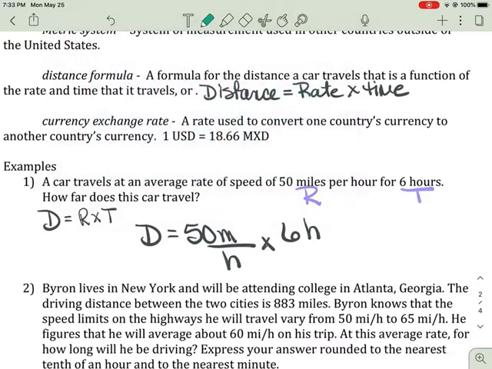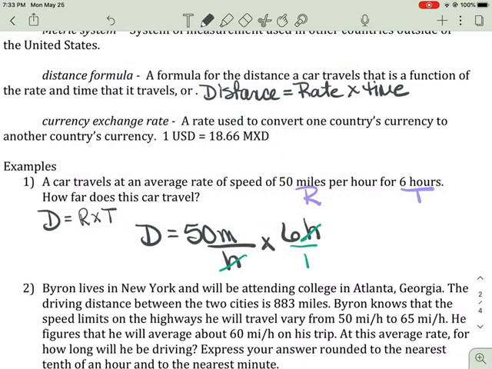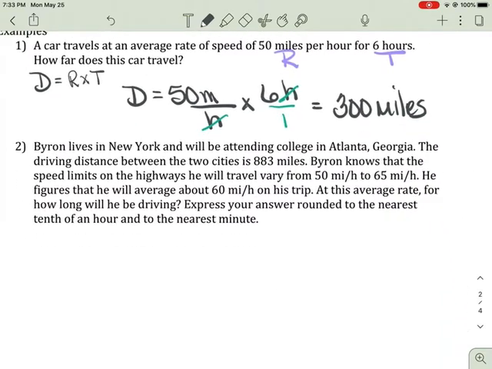But one of the things you're going to see is how the h's are diagonal from each other. We're just going to cross those out because they can be. It's kind of like 6 over 1. If I multiply straight across, the h's would be 1 on top and 1 on the bottom, and they can cancel each other out. And that's what we always want to happen. So we want to be in miles here, so we got 50 times 6, which is going to give us 300 miles.